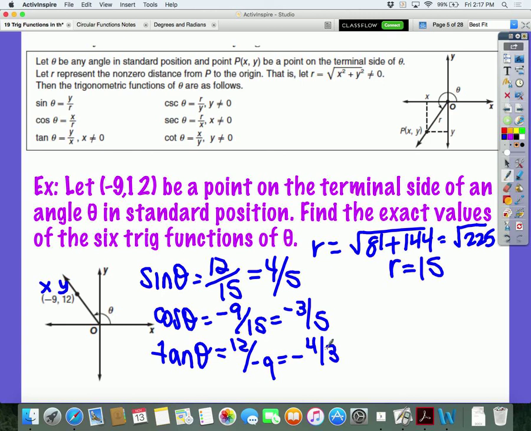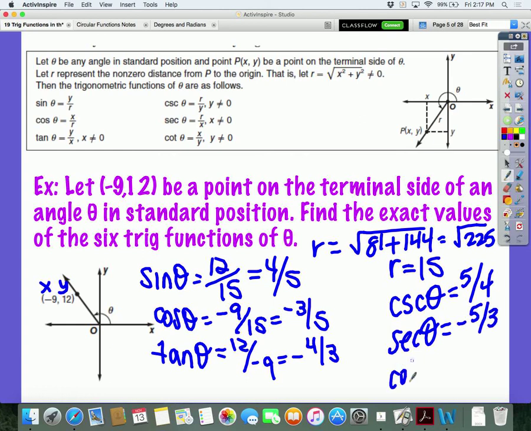Let's do the reciprocals real fast. What's sine's reciprocal? Cosecant. So 15 over 12, or 5 over 4. Secant is the reciprocal of cosine, so we flip that to get negative 5 thirds. And cotangent is the reciprocal of tangent, which is negative 9 over 12, so that reduces to negative 3 over 4. Just like before, okay? This time you're dealing with a point that's on the terminal side of an angle in standard position. Questions?